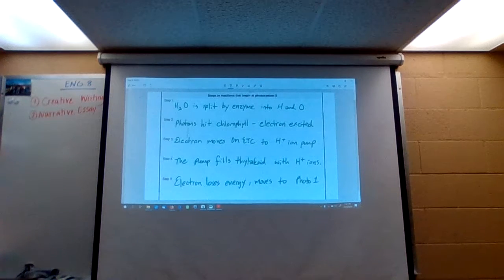Now this is happening constantly, right? Because the sunlight is constantly hitting the chloroplasts and the thylakoids, right? Yes, sir. So electrons are constantly moving on down. It's not just one, it's one electron at a time, but there's lots of electrons moving along this chain. Okay? Moving along the chain.